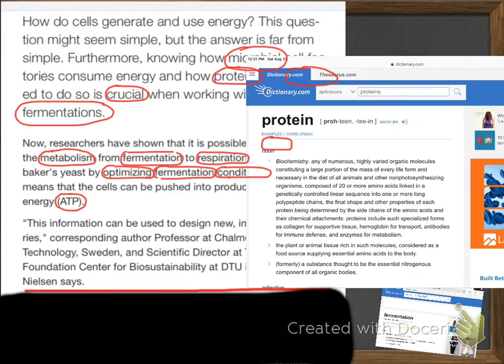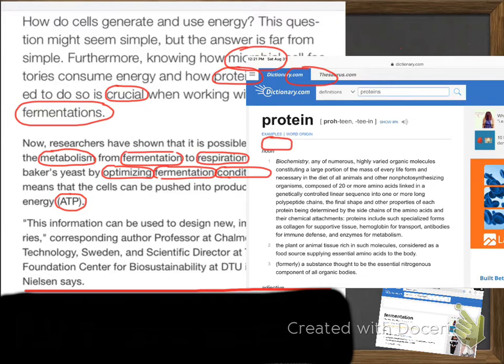Protein. Definition 1, biochemistry. Any number of numerous, highly varied organic molecules constituting a large portion of the mass of... Blah! Did you just shut down? I would if I wasn't familiar with biology. Oh boy. Any of numerous highly varied organic molecules. Let's look at definition 2. Plant or animal tissue rich in such molecules, considered as a food source. Oh, that would be the protein in my hamburger or my fried eggs.